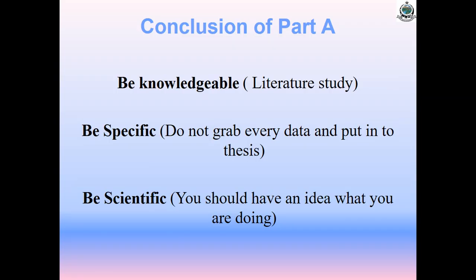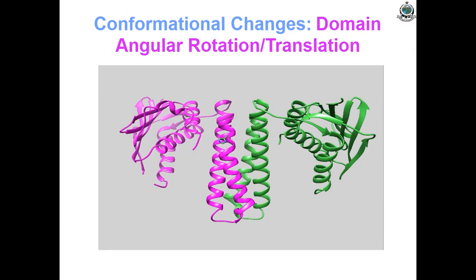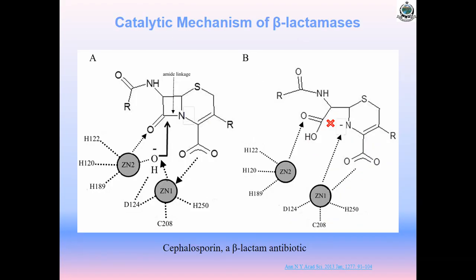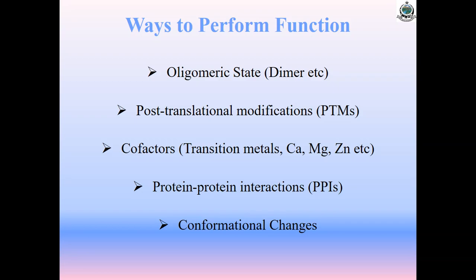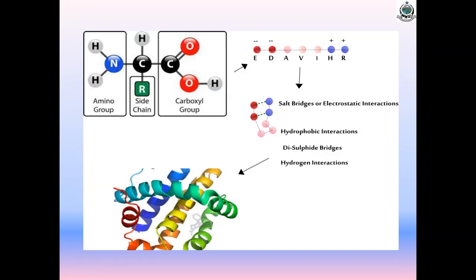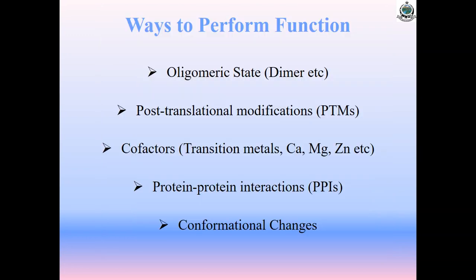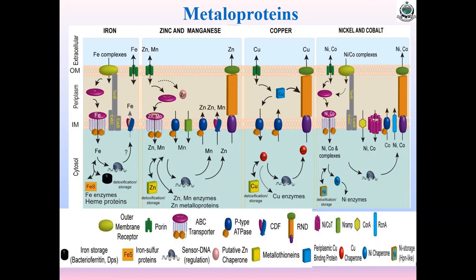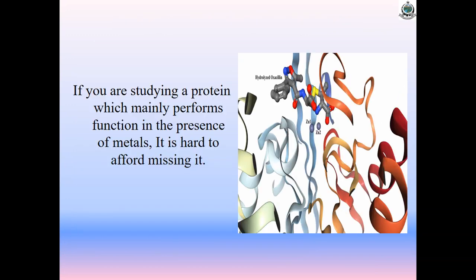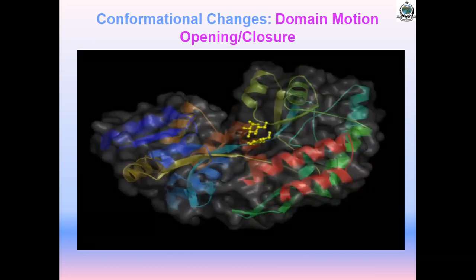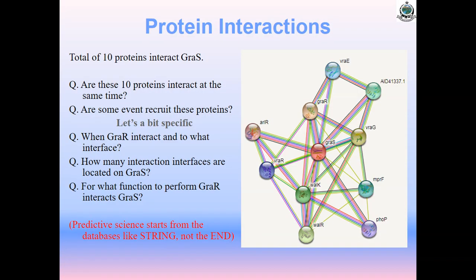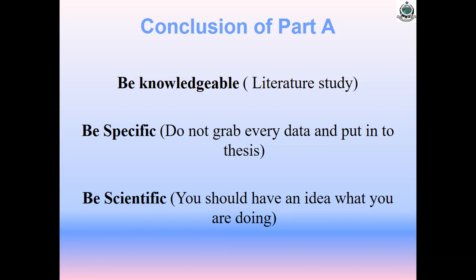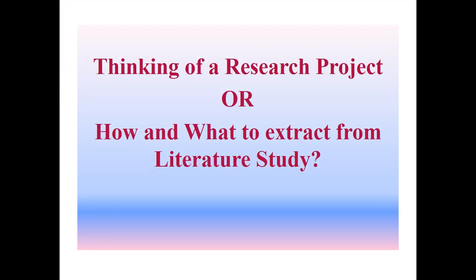So in part 1 we have covered most of the things, and just to give you a brief recap of what we have covered in part 1: we have covered how proteins fold, how they perform functions, in fact what functions they perform and how they are performing. So I discussed these 5 methods in brief, and then I gave you some slight examples of oligomerization, metalloprotein with some specific cases and conformational changes. And after that I talked about some protein interaction, and that was all about part 1.